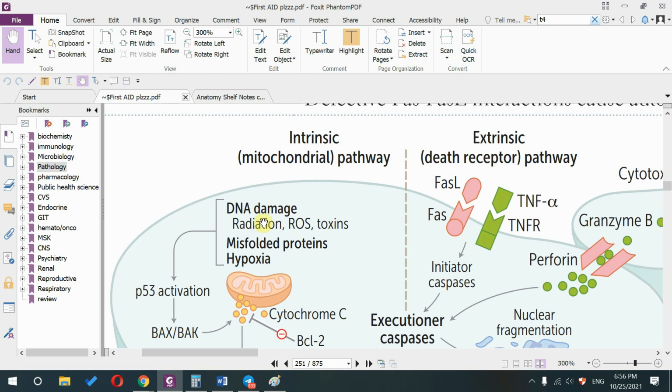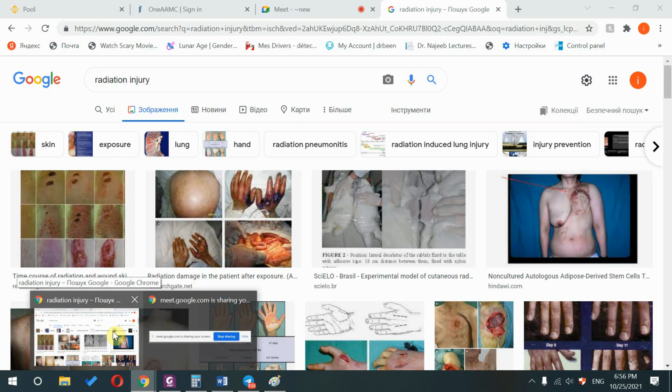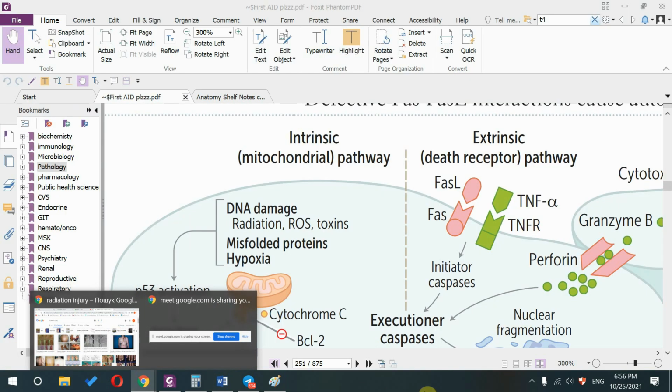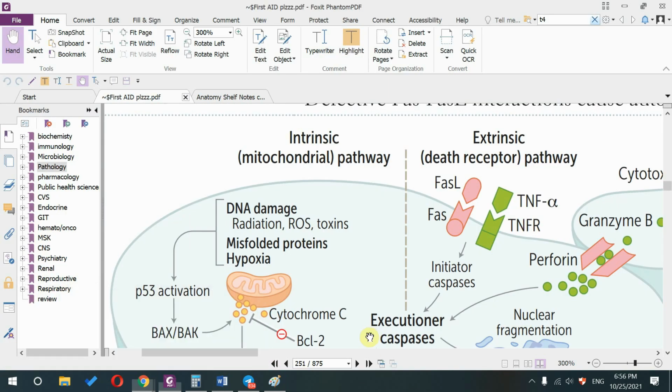So on the left, you can see the intrinsic pathway. We have DNA damage, and what can lead to DNA damage? We just spoke about it. Like radiation injury, if you remember, due to Chernobyl, Hiroshima, Nagasaki, Fukushima, anything. And what is ROS? It's reactive oxygen species. If you cannot find the abbreviation, please write it down. It's reactive oxygen species. Well, what are these?